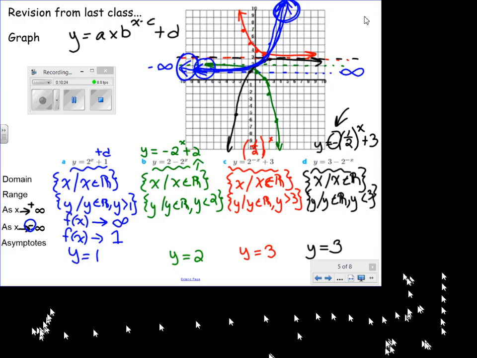Okay, so let's take a look at the green one. I'll walk you through one more, and then I'll let you try the last two. For the green graph, as x goes toward positive infinity, my f of x is going down toward negative infinity.